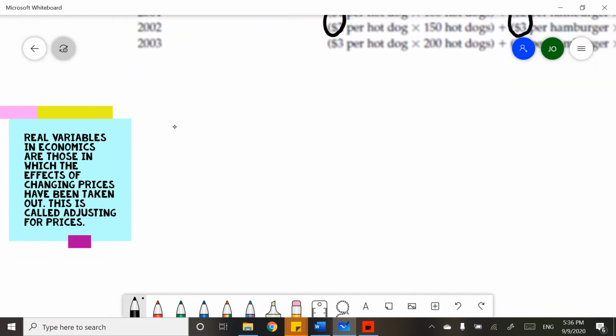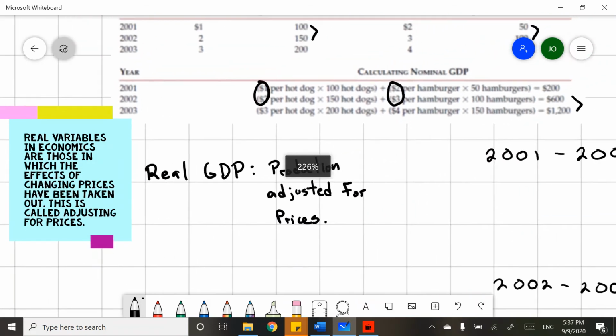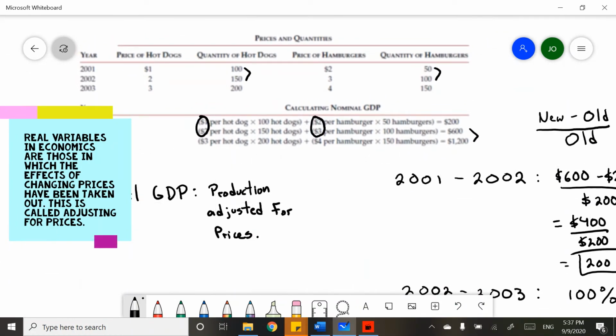Our real GDP is our production adjusted for prices. In other words, what we are trying to do is eliminate any changes in prices from the calculations that we do for GDP. So in this very simple example, with only 2 products being produced, it turns out to be rather simple.